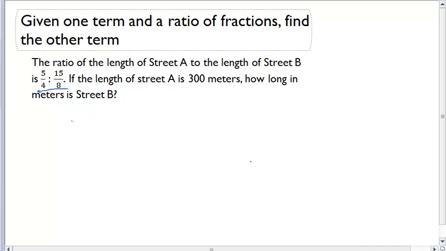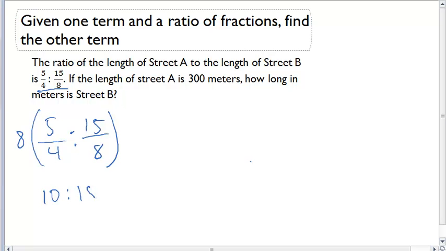In this question, we're given a ratio of fractions. And if we think back to earlier lessons, the first thing that we can do when we have a ratio of fractions is get rid of the fractions. So I can multiply through by a common multiple on each side of the ratio in order to get rid of those fractions. So in this case, my lowest common multiple is going to be 8. So I'm going to multiply this whole ratio by 8. That's going to give me a new ratio of 10 to 15.